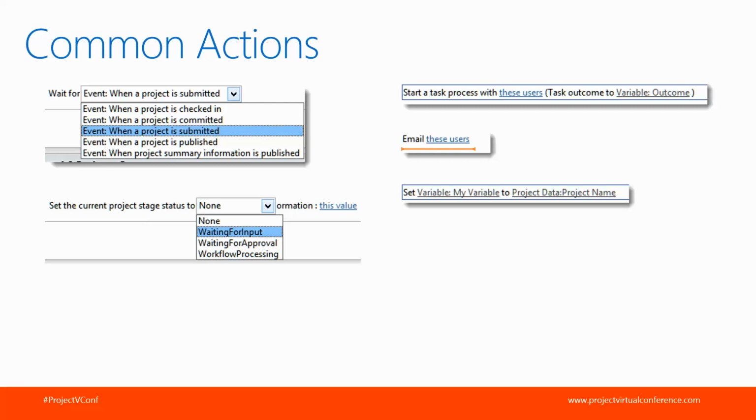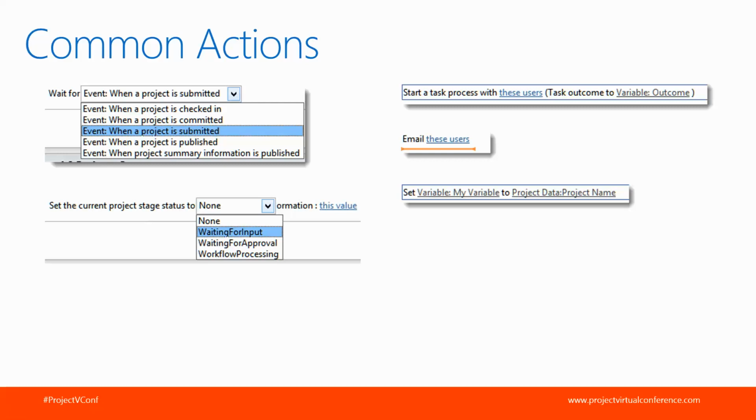You also have another activity here called set the current project stage status. This is one that's not required, but it's one that we highly recommend. This is going to give users information about specifically where the project is in the workflow and what's happening next. So we like to use these a lot. I'll talk about that in a moment. So you can tell the user you're waiting for input, waiting for you to submit, or maybe the project just completed the stage, etc.